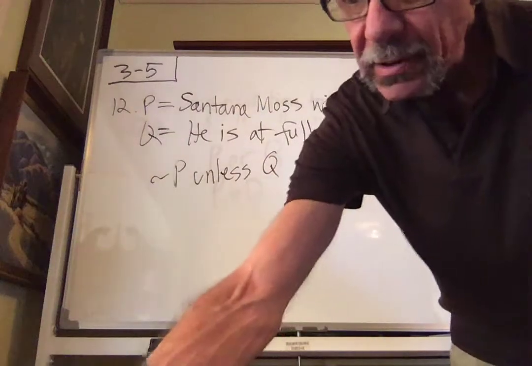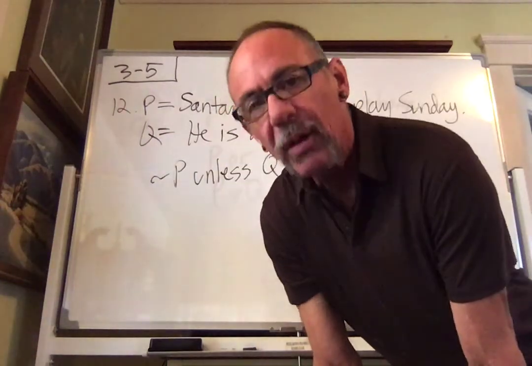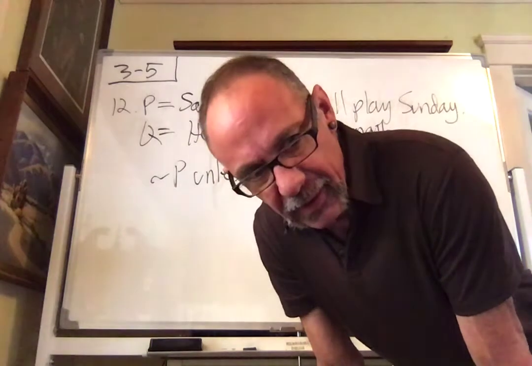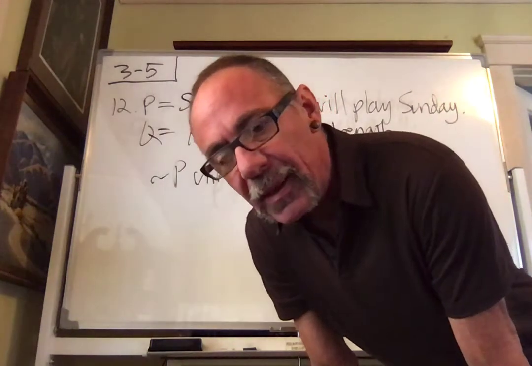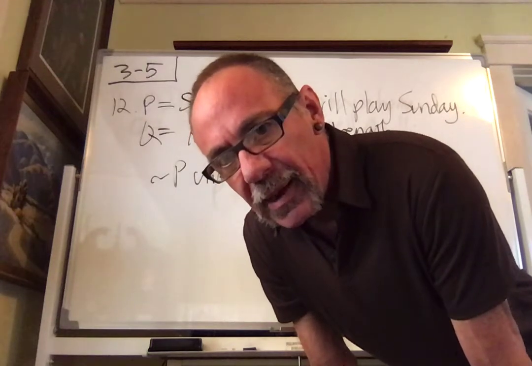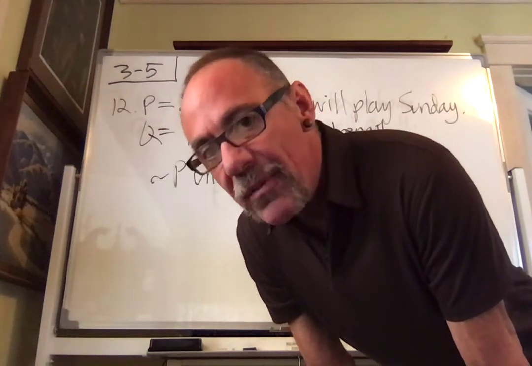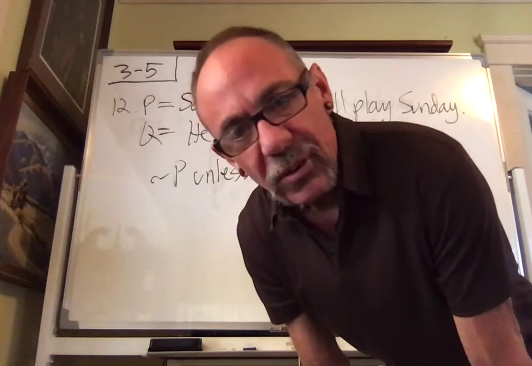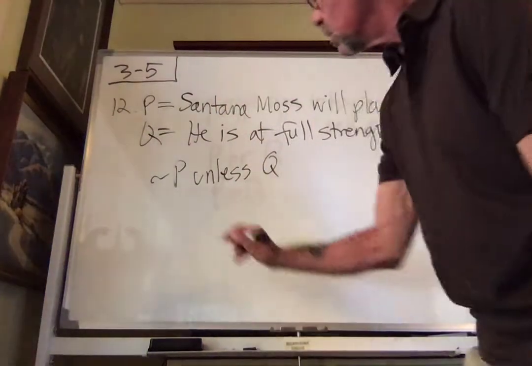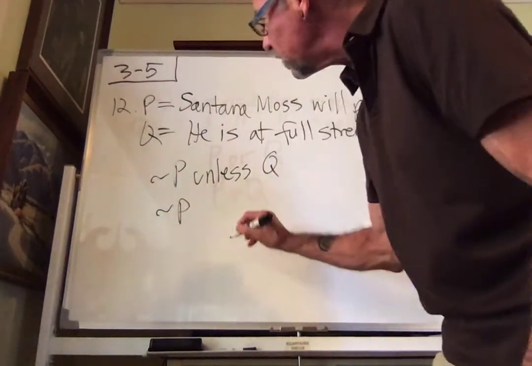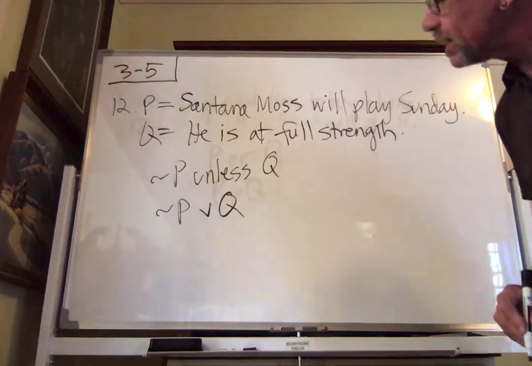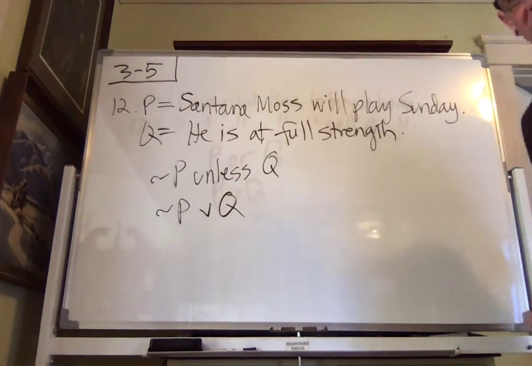Now, there is a way to translate unless conditionally, but it's complicated and very easy to make mistakes doing so. I covered that at some length in the reading. I'm not going to go into all those details right now. What I am going to do right now is tell you, you will never go wrong if you just translate unless as giving you disjunction. So from negation sign P unless Q, we'll finish our translation by getting negation sign P wedge Q.